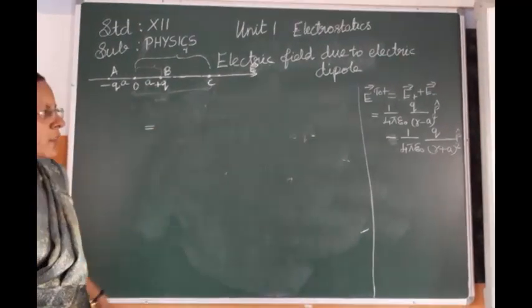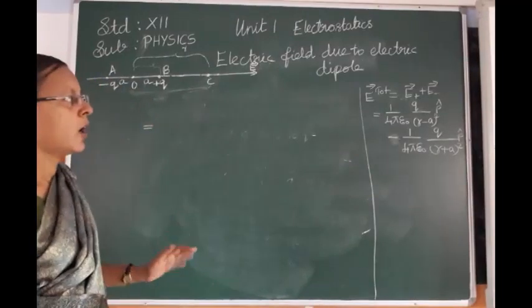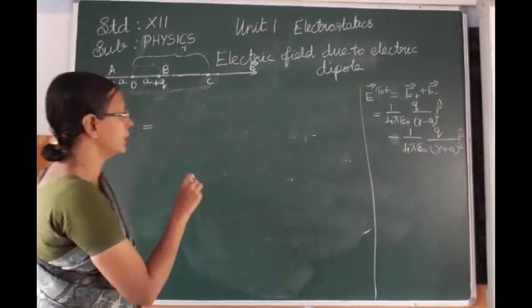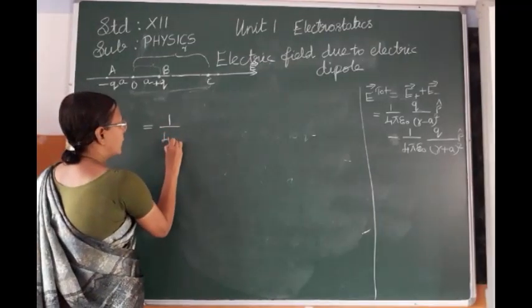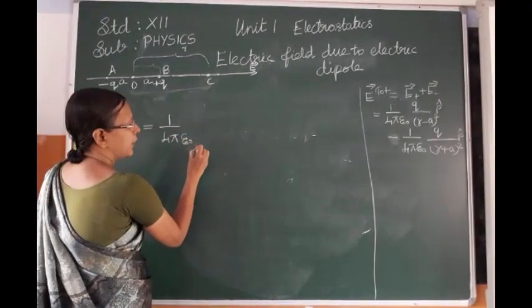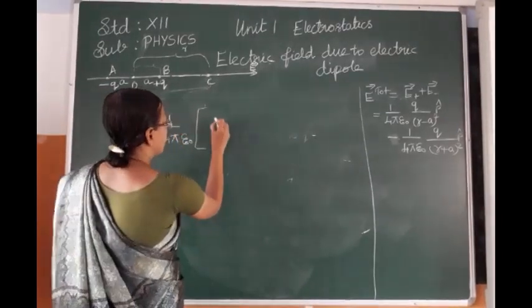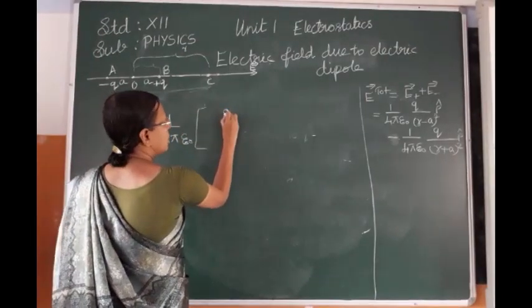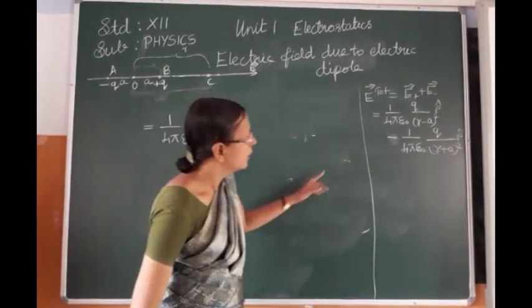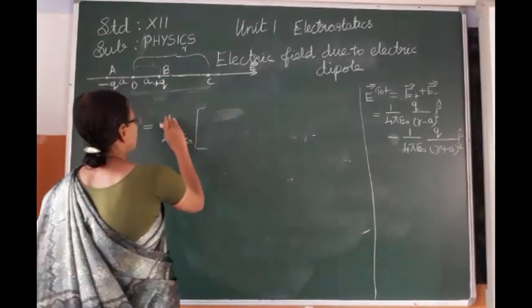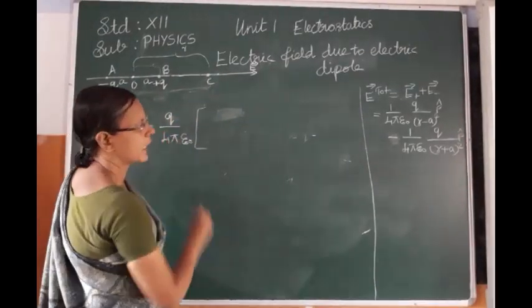We have to solve that. What are the common terms there? All we have to take outside. So here we have to find out 1 by 4 pi epsilon 0. Here that is common. Then 2Q, Q also common. Q we have to take outside.